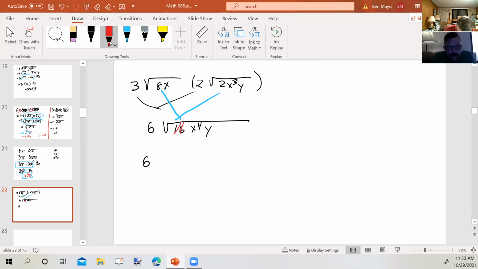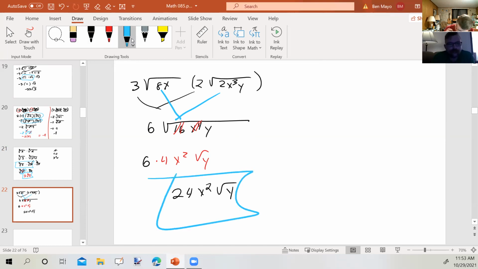The square root of 16 is 4. The square root of x to the 4th is x squared, which gives me 24x squared square root of y. So that, again, was kind of streamlining the process. But the index was a 2, so I'm looking to create squares inside so I can unsquare them and kick them out.